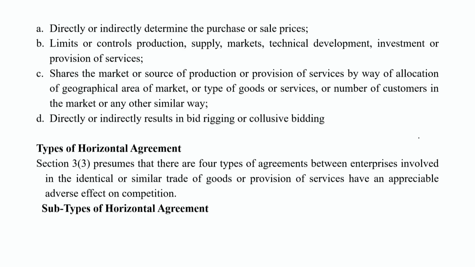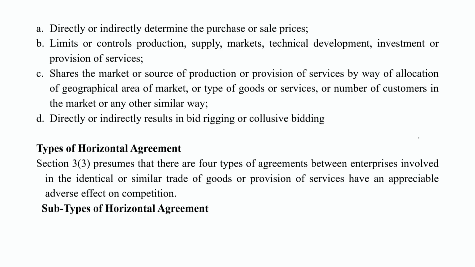So these are the provisions regarding horizontal agreements, and there is a presumption that if any of these agreements, whatever we are reading in A, B, C and D, takes place, it is an anti-competitive agreement. These are the types of horizontal agreement. Section 3 subclause 3 presumes that there are four types of agreement between enterprises involved in identical or similar trade or provision of service that have an appreciable adverse impact on competition.